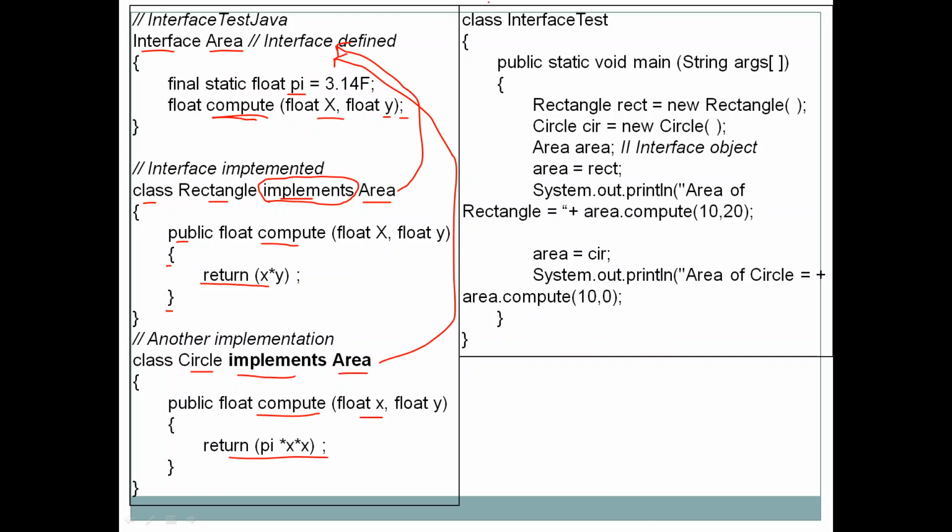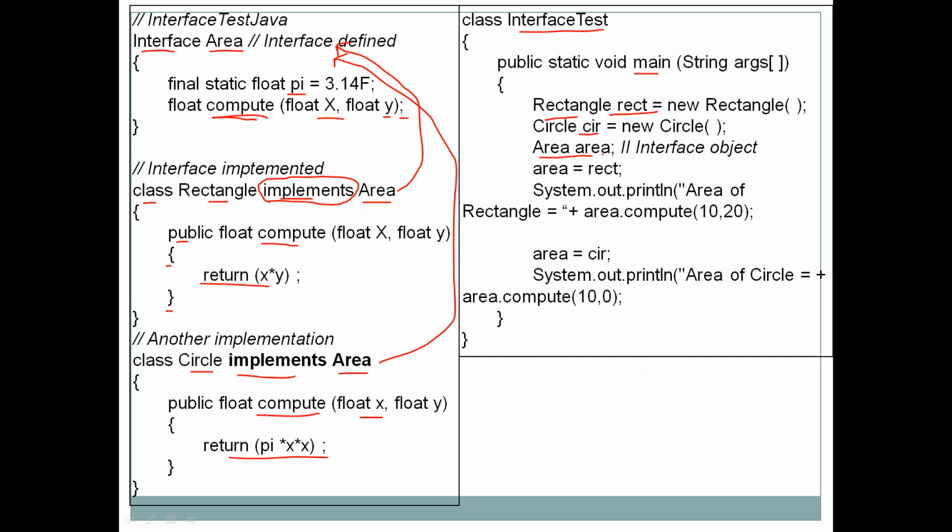Then we have our main class InterfaceTest, and inside main, first we have created an object of rect, that is the class rectangle, and then we have created an object of class circle. Then we have also created an object of interface area.